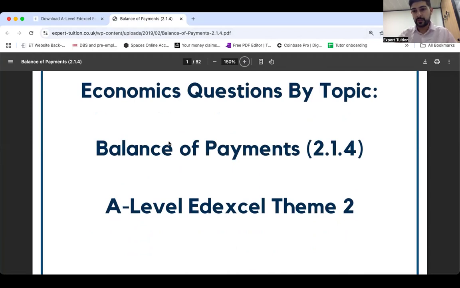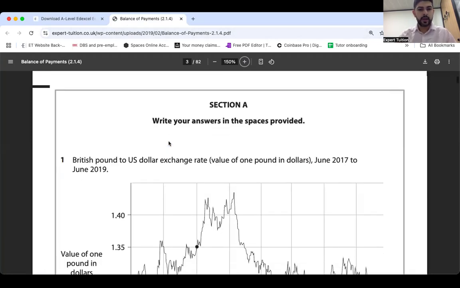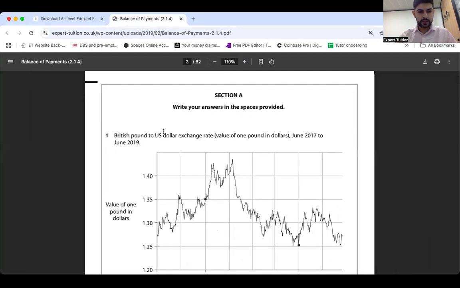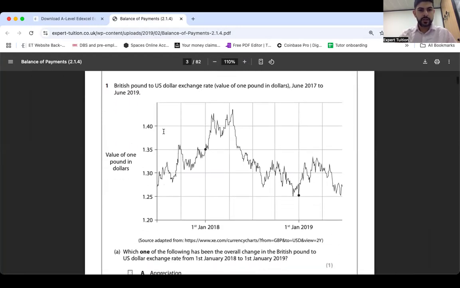And you'll notice that all the questions are about the current account, which is very typical of Edexcel. So let's start and work our way through this. Let me zoom out a little bit so you guys can see this a bit clearer. It shows the British pound to US dollar exchange rate, the value of £1 in dollars, June 2017 to June 2019. Which one of the following has been the overall change in the British pound to the US dollar exchange rate from the 1st of January 2018?